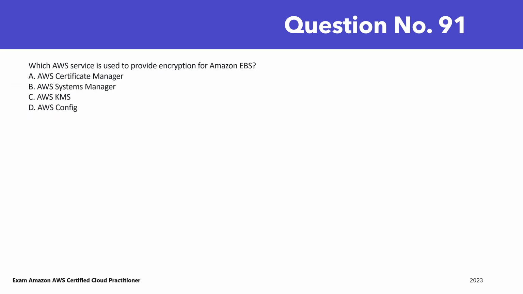Which AWS service is used to provide encryption for Amazon EBS? A. AWS Certificate Manager. B. AWS Systems Manager. C. AWS KMS. D. AWS Config. Correct answer, C.